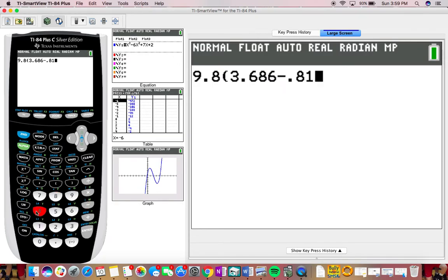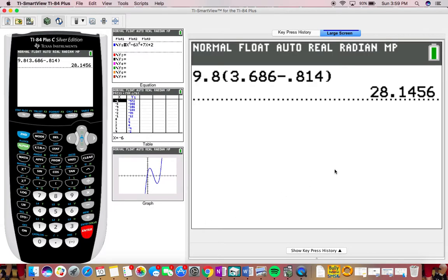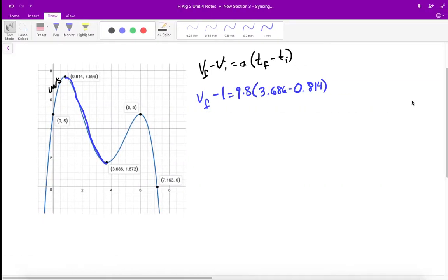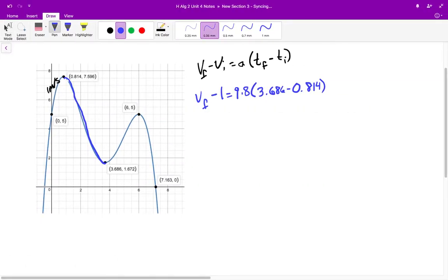So 0.814, which gets me a value of 28.1456. And then you still have your v sub f minus 1 on the left side. To solve for your final velocity, just add 1 to each side, and you get 29.1456 meters per second.